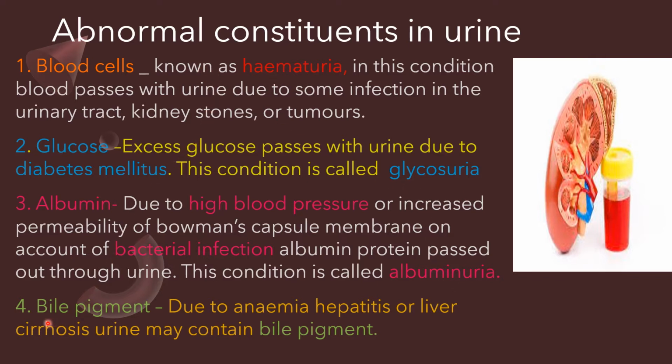Then another abnormal constituent present in urine, that is bile pigment. In the normal case, this bile pigment you can't see in the urine, but due to anemia, hepatitis or liver cirrhosis, urine may contain bile pigment.